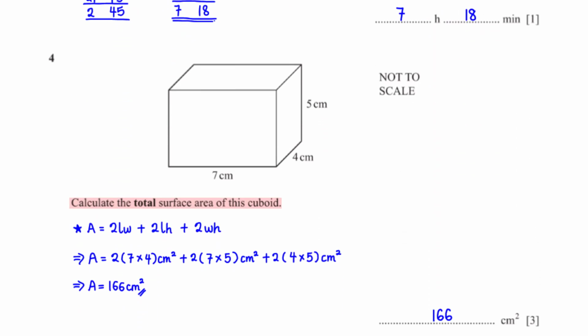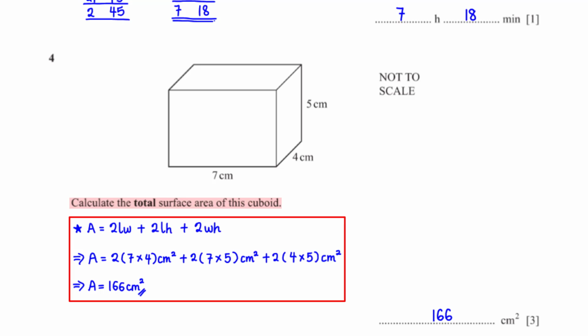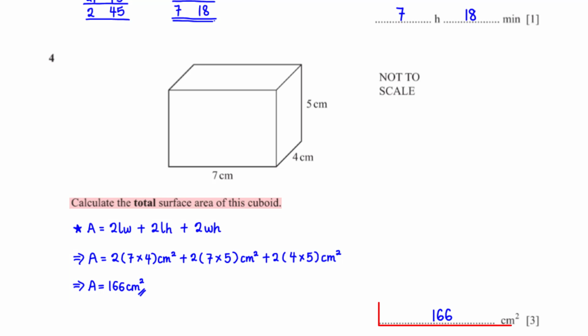Calculate the total surface area of this cuboid. Here is the formula for the surface area of the cuboid. The length L has been given as 7 centimeters. The width W has been given as 4 centimeters and the height H has been given as 5 centimeters. When we plug in these values into the formula, we get 166 centimeters squared.